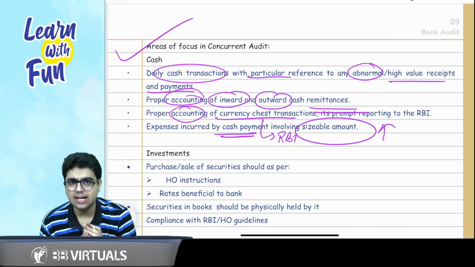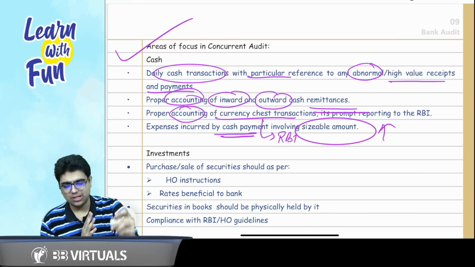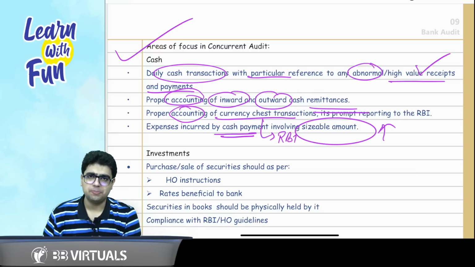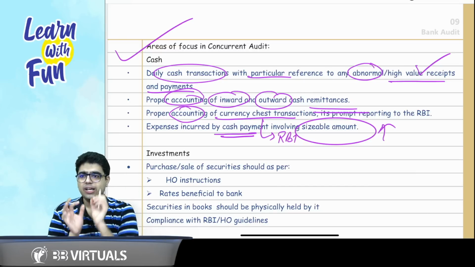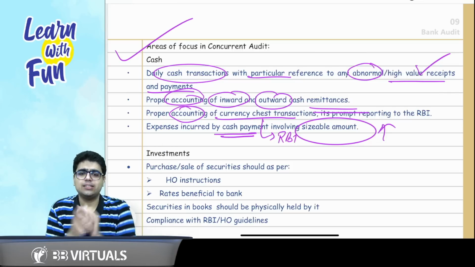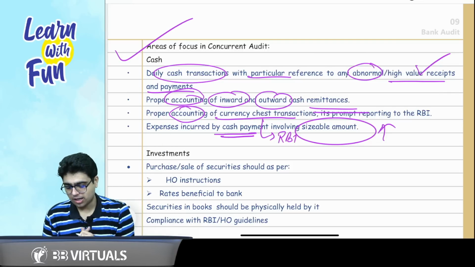So the four points are abnormally high value receipts and payments, and a similar point is the last point, high value cash payments. Okay? Whatever be the cash inwards and cash outwards should be properly accounted. And transactions with RBI, that is the currency chest transactions, should be properly accounted.